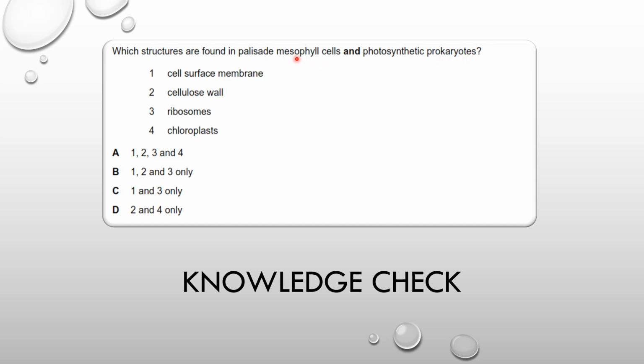Okay, yeah, so all cells have cell membranes, so that will be there. Cellulose is found only in plant cells. Ribosomes are found in both. Chloroplast is found only in plants, so it's only 1 and 3. Cell surface membrane and ribosomes will be found in both of them. So 1 and 3, which is C.